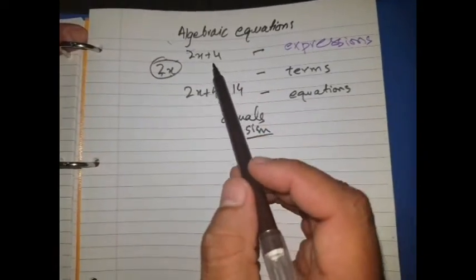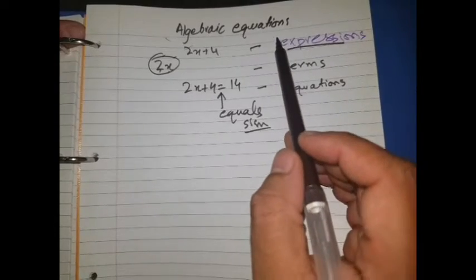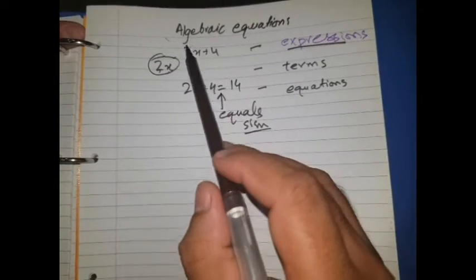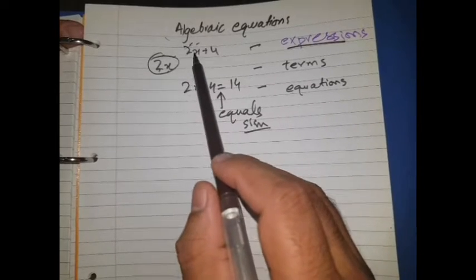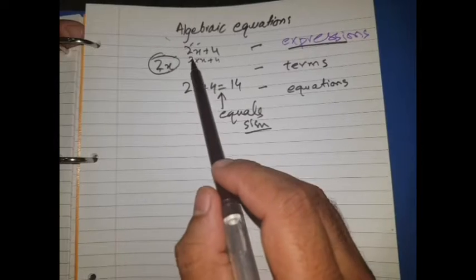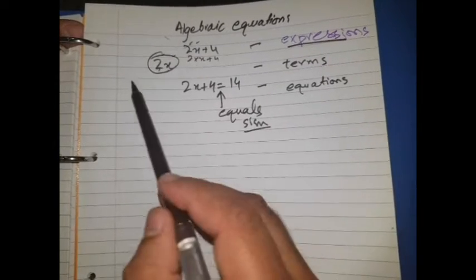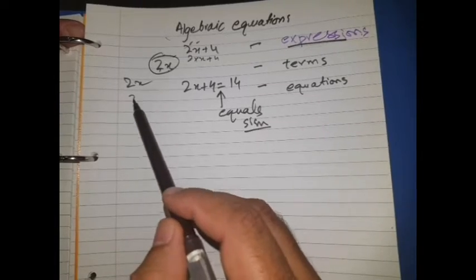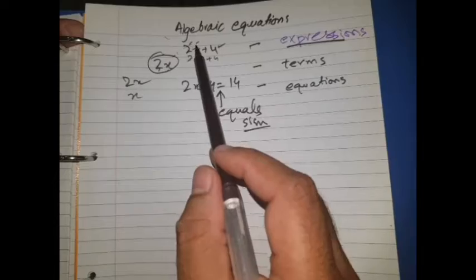I will explain this. What is an expression? Expression is the combination of terms. When we use terms to make something, 2x means 2 times x, plus 4. So this is an expression which is made up of different terms. What is a term? 2x is a term, x is a term, plus 4 is a term. I combine these all to make an expression.